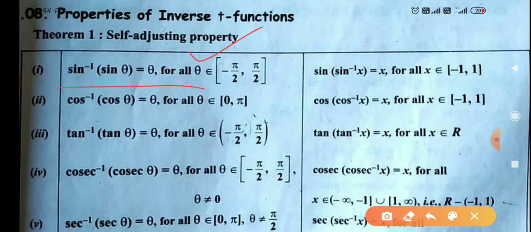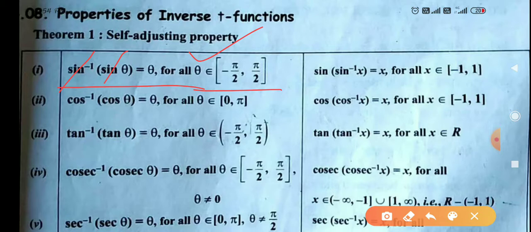It is written sine inverse sine theta equals theta if theta belongs to the closed interval minus pi by 2 to plus pi by 2. You can say here sine inverse and sine will cancel. For the convenience of students, we say sine inverse and sine will cancel and theta will remain. But they are not actually cancelled. They are adjusted themselves with a method. That method you can see in the book. But here for the convenience you can keep in mind sine inverse and sine will cancel.